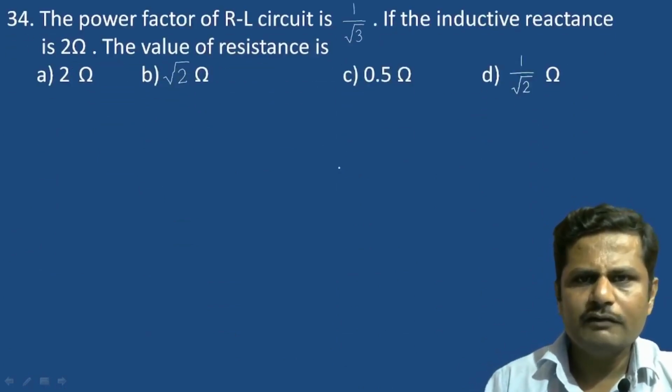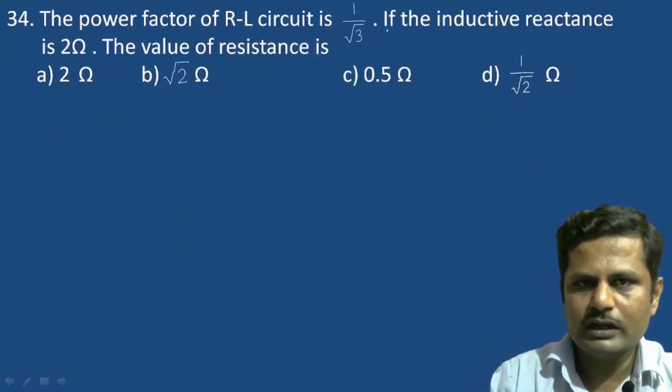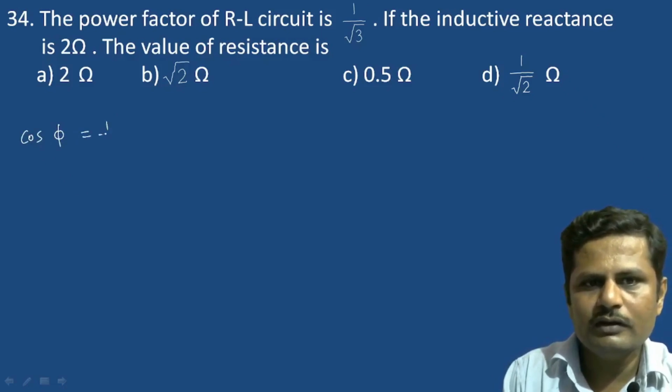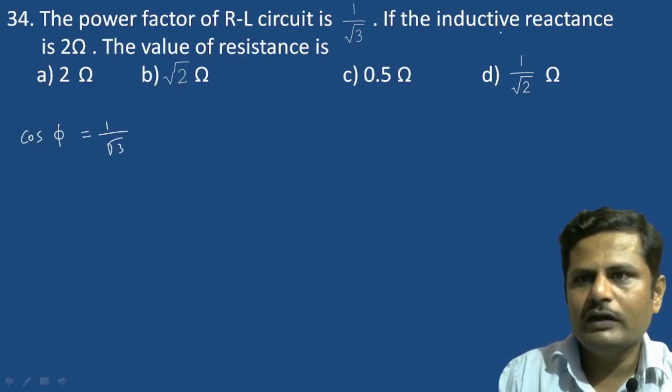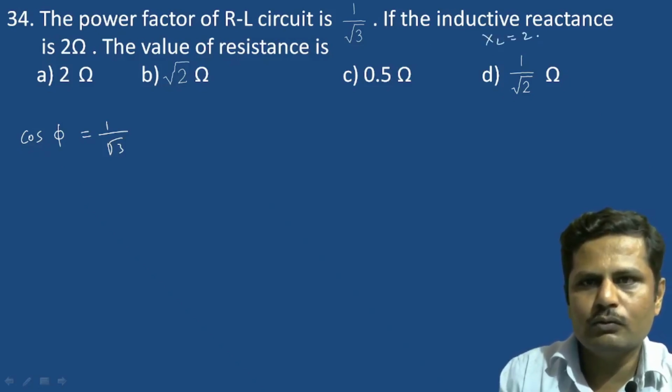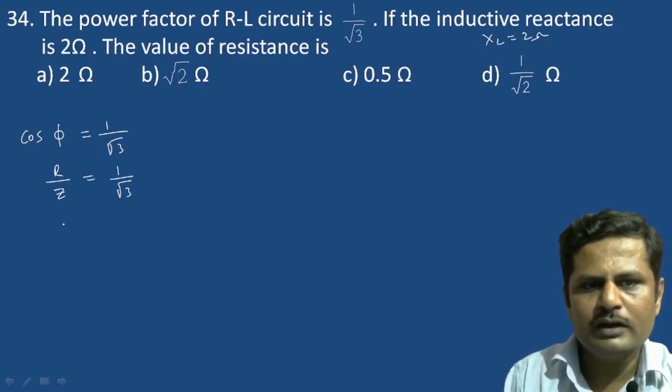The power factor of an RL circuit is 1 by root 3. That is power factor. We know that cos psi equals what they have given, that is 1 by root 3. If the inductive reactance is 2 ohm, that is X_L equals 2 ohm, the value of resistance is... Here we know that cos psi is nothing but R by Z, isn't it? R by Z, that can be written like this, so 1 by root 3.